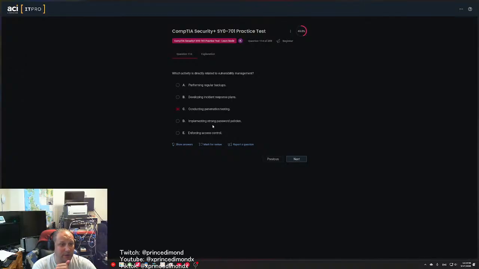We didn't do the password policies. That was part of the SOC and identity management. Enforcing access control, we weren't enforcers. We were reporters mostly. Developing incident response plans, that again was part of our SOC. Regular backups, that could be part of it. I feel like that's up to the department to manage. We can advise that, hey, you should back up your data. But we're going to go with conducting pen testing. So let's see what we got. And that was the correct answer.